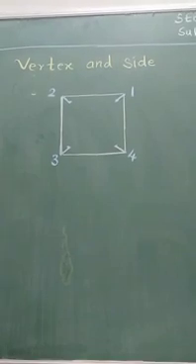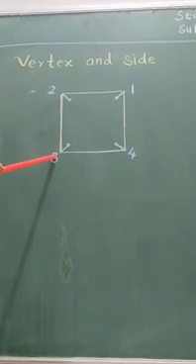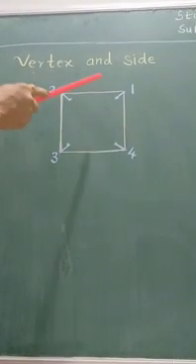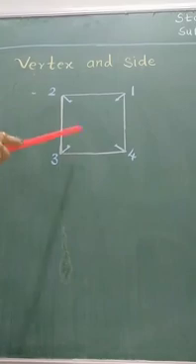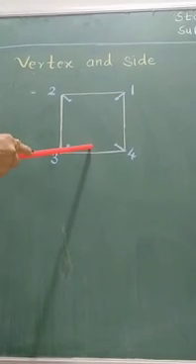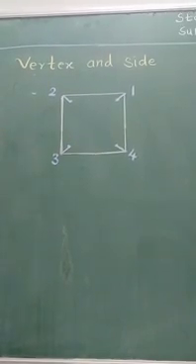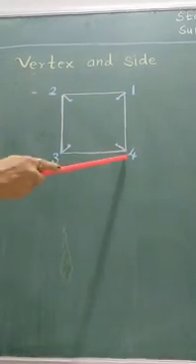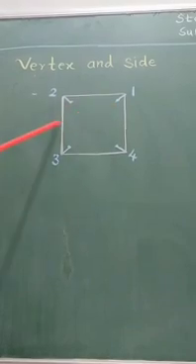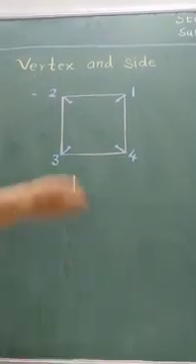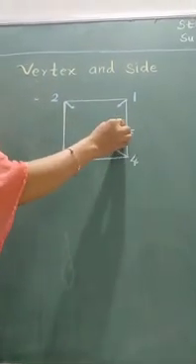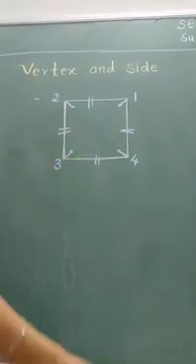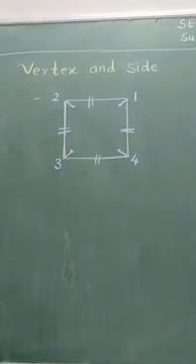Then now we are going to see what is a side. Okay? Like this figure you can see here. How many sides are there? See. This is the first side. This is the second side. This is the third side. This is the fourth side. Okay? It means a square has four vertices and four sides. Okay? See here. This is first side, second side, third side, fourth side. Okay? Understood?